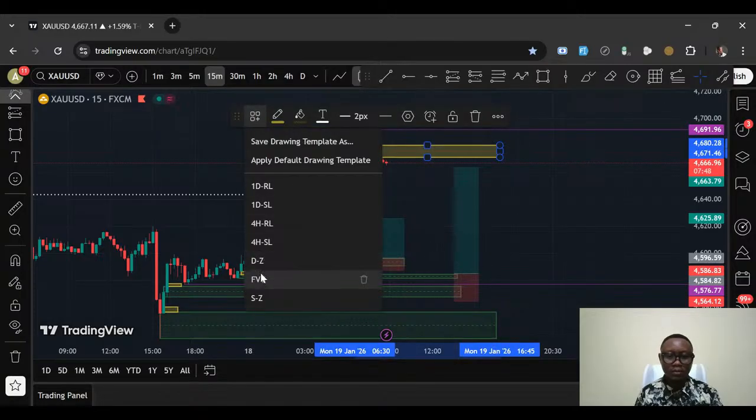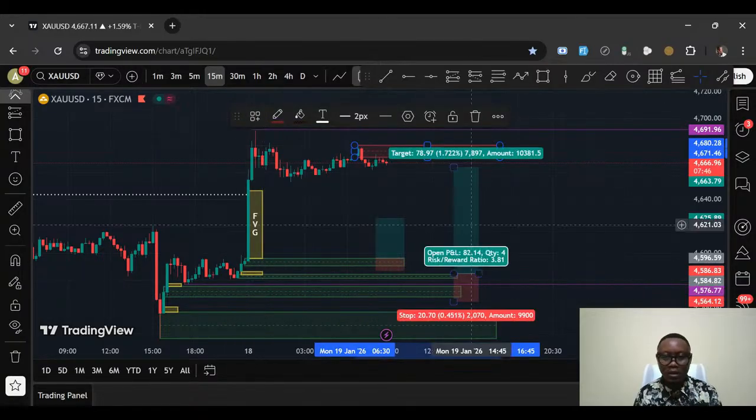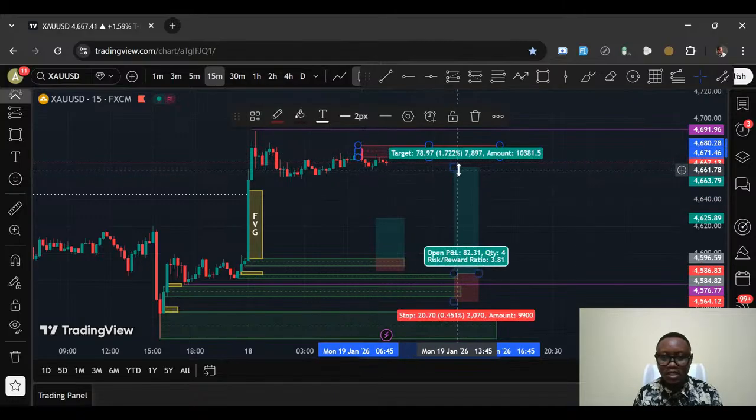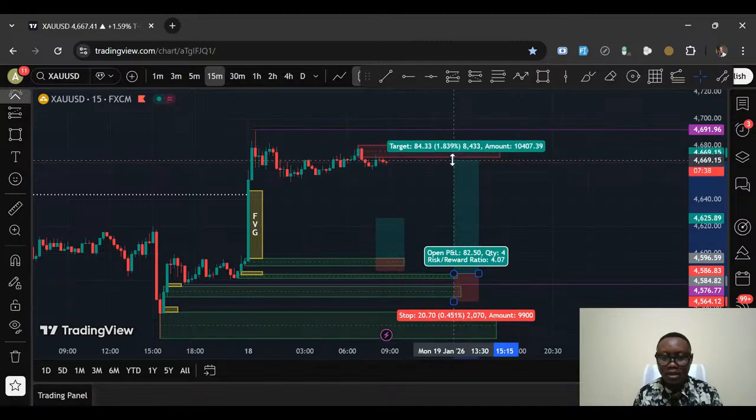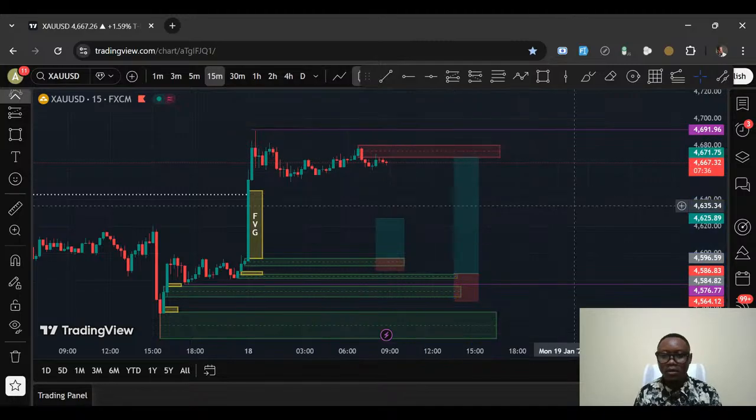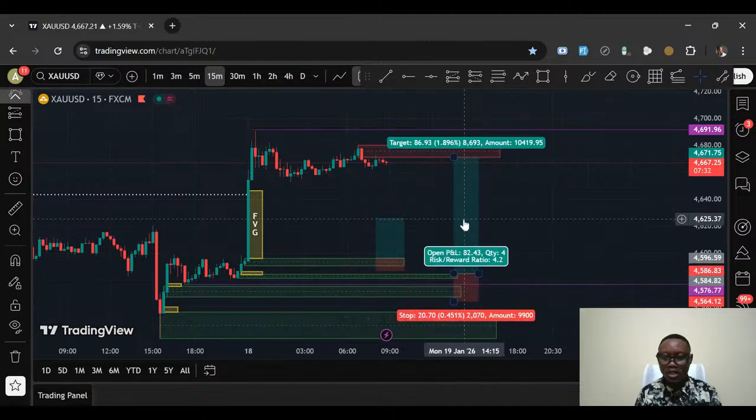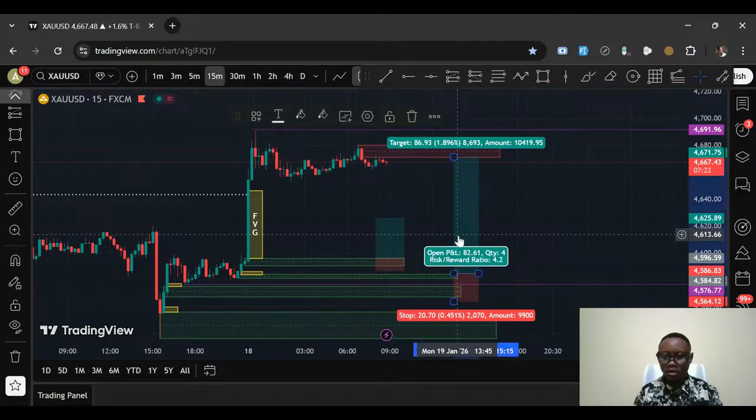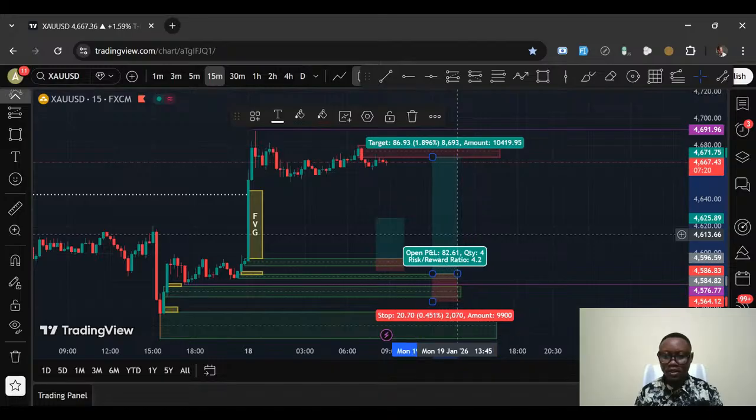Okay, target this supply zone, then my TP will be right here. That's how I'm going to take my TP for this zone, and this is giving me 4.2R. Okay, not a bad risk to reward ratio. Okay, so let's have this here.